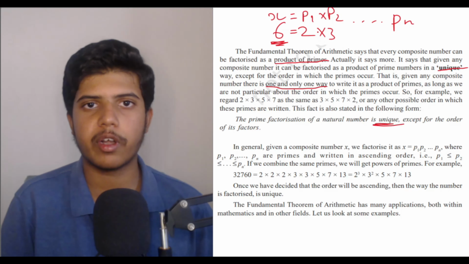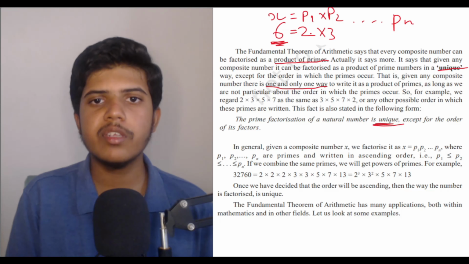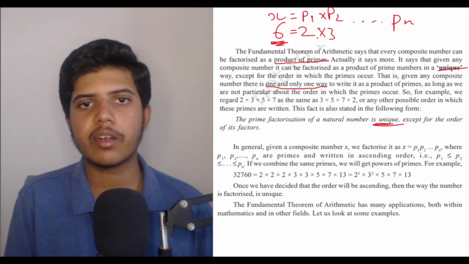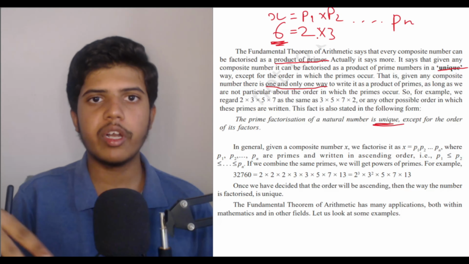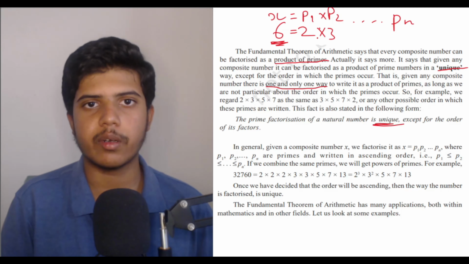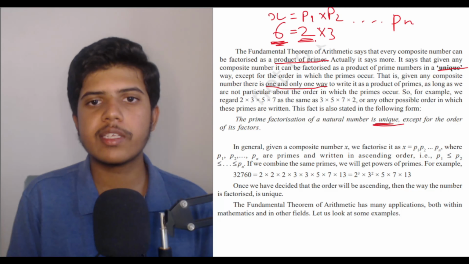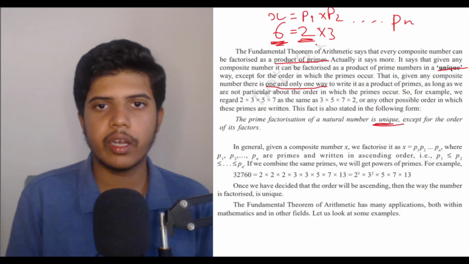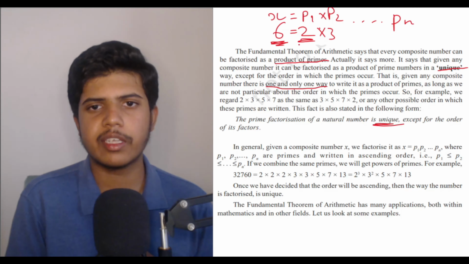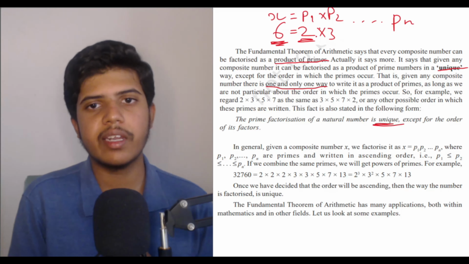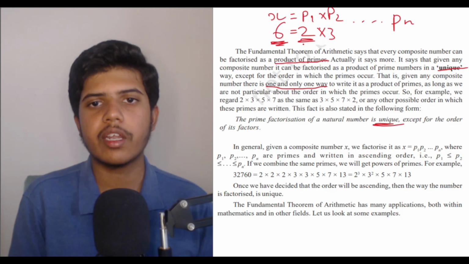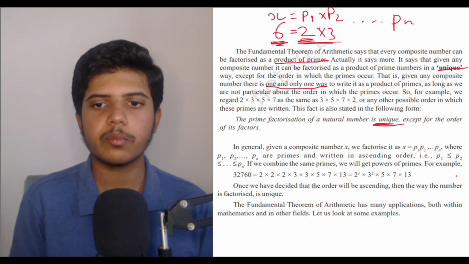Now this is very important. The convention we have taken up is we write them in ascending order. 3 into 2 is correct, but it is not right according to the convention. It is 2 into 3, because in ascending order 2 is lesser than 3 and 3 is greater than 2. So in ascending order it needs to be written.